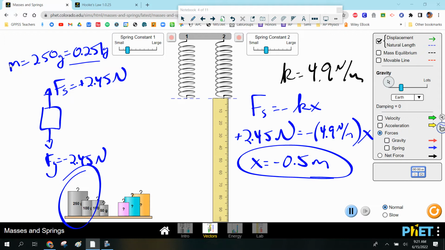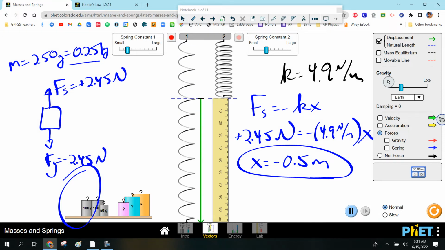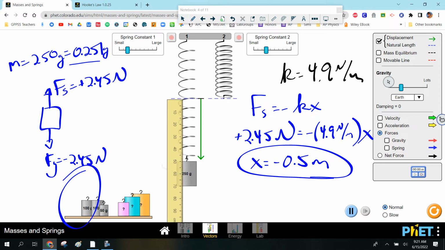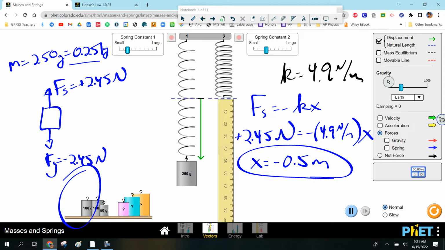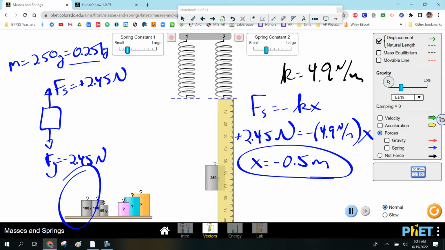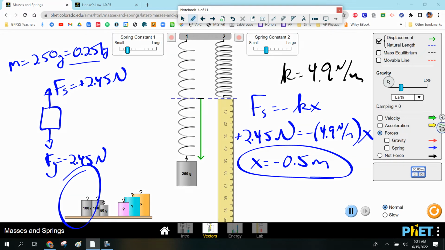All right, so let's try it and see if it works. Let's hang this mass from it. Notice if I just let it go, it bounces around a little bit. But once it stops bouncing, there it is. It stretches half a meter, right? And notice the negative sign tells us that it's stretched downward.